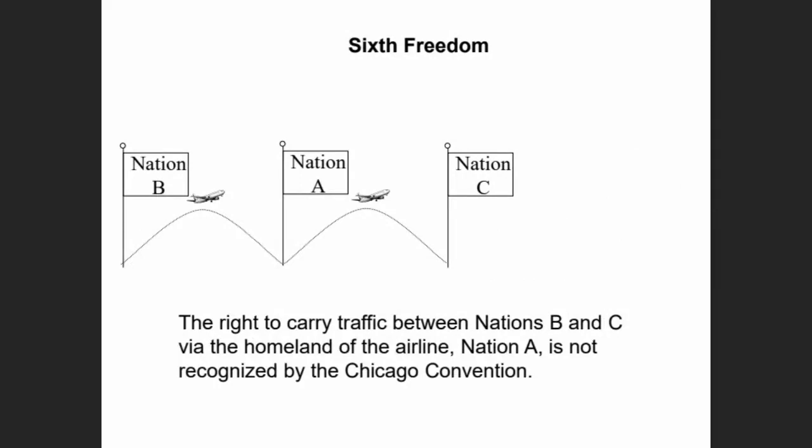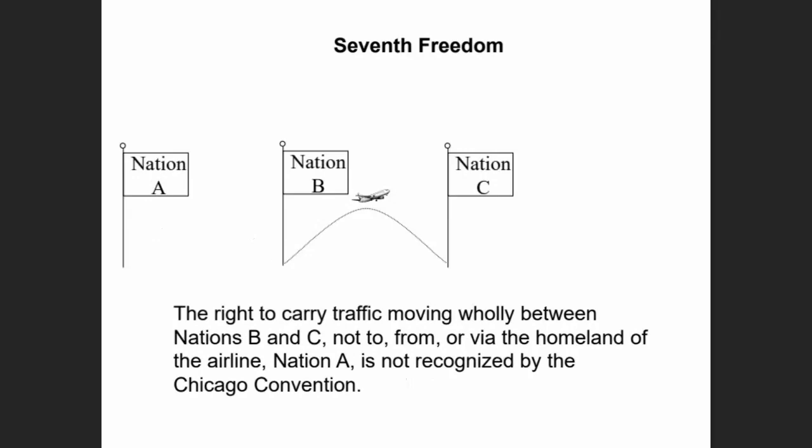Sixth freedom is the right to carry traffic between B and C via the homeland of the airline. Airline A, nation A, is not recognized by the Chicago Convention. Then we got seventh, the right to carry traffic moving wholly between B and C, not from or via the homeland of airline A, which is not recognized by the convention. That means Emirates Airline cannot pick up passengers from the US and take them to the United Kingdom. It has to be its own country. That means from UAE, from Emirates to the US and the US to Emirates.